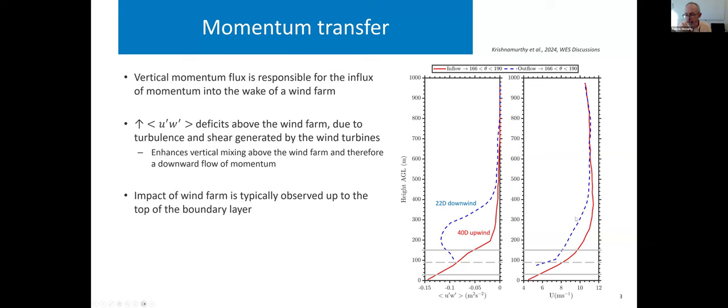And then its impacts on the overall wind profile. Again, you can see that momentum being extracted and lowering the wind speed above and within the wind farm itself. So all things that we expect to see, and now have actual observations of that phenomena.